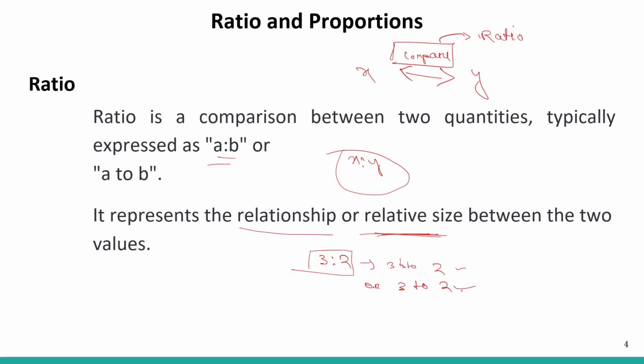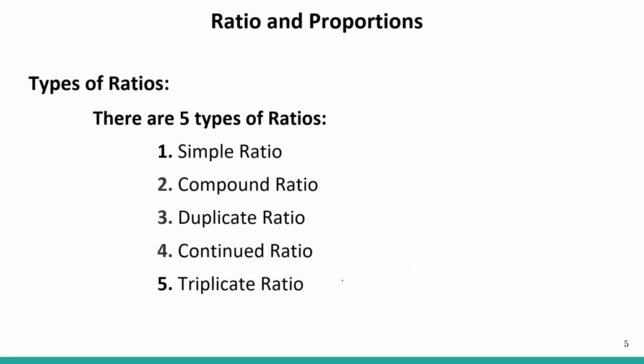So let's see the types of ratios. There are basically 5 types of ratios. The first one is simple ratio. Then comes the concept of compound ratio. Then we see what duplicate ratio is. Then we see continued ratio and triplicate ratio. These are all important types of ratios.